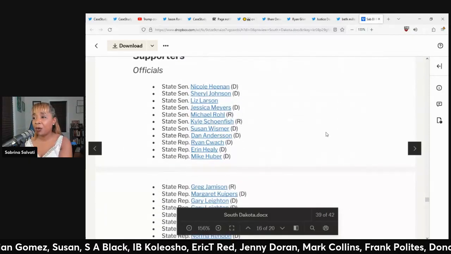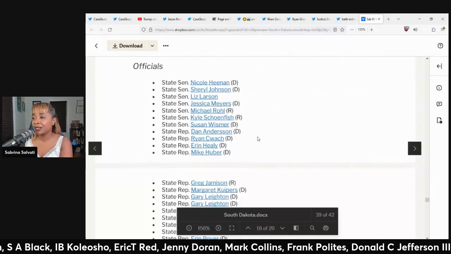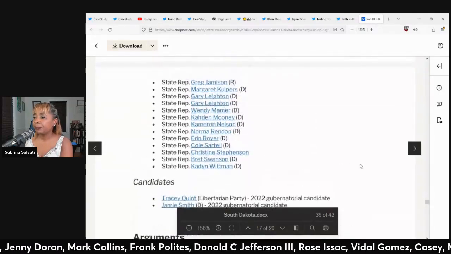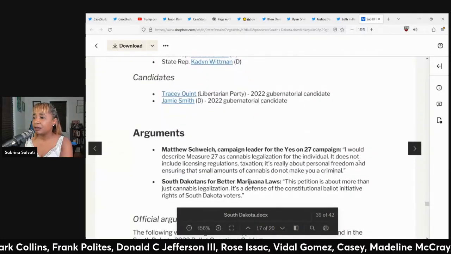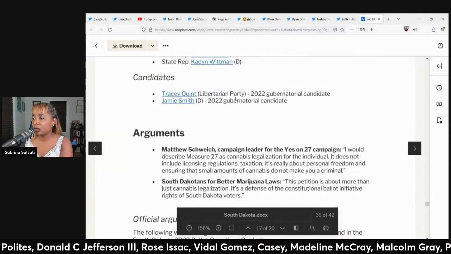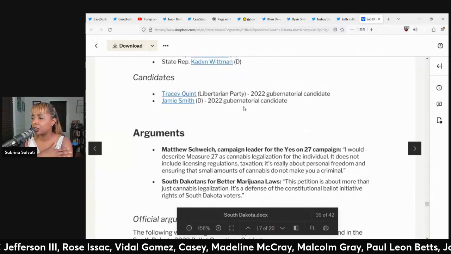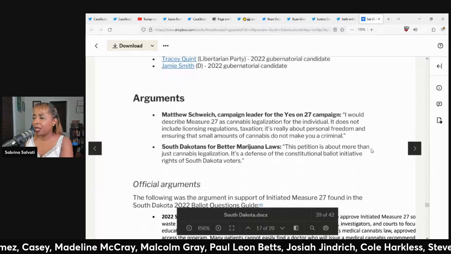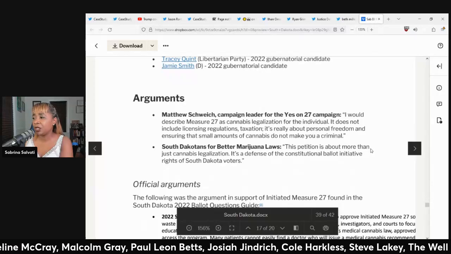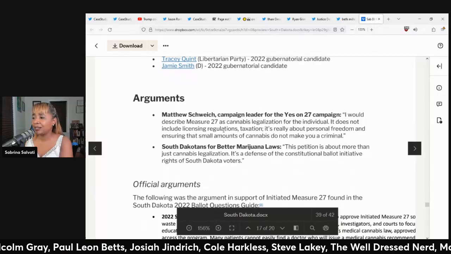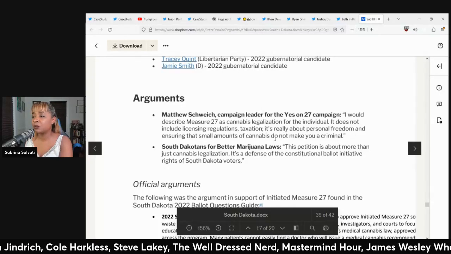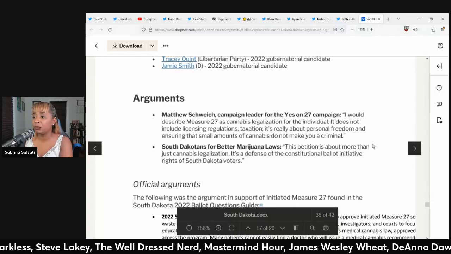This actually had bipartisan support, Democrats and Republicans. And there were two candidates, one Libertarian Party actually, and Democrat. Arguments: I would describe Measure 27 as cannabis legalization for the individual. It does not include licensing, regulations, taxation. It's really about personal freedom and ensuring that small amounts of cannabis do not make you a criminal.